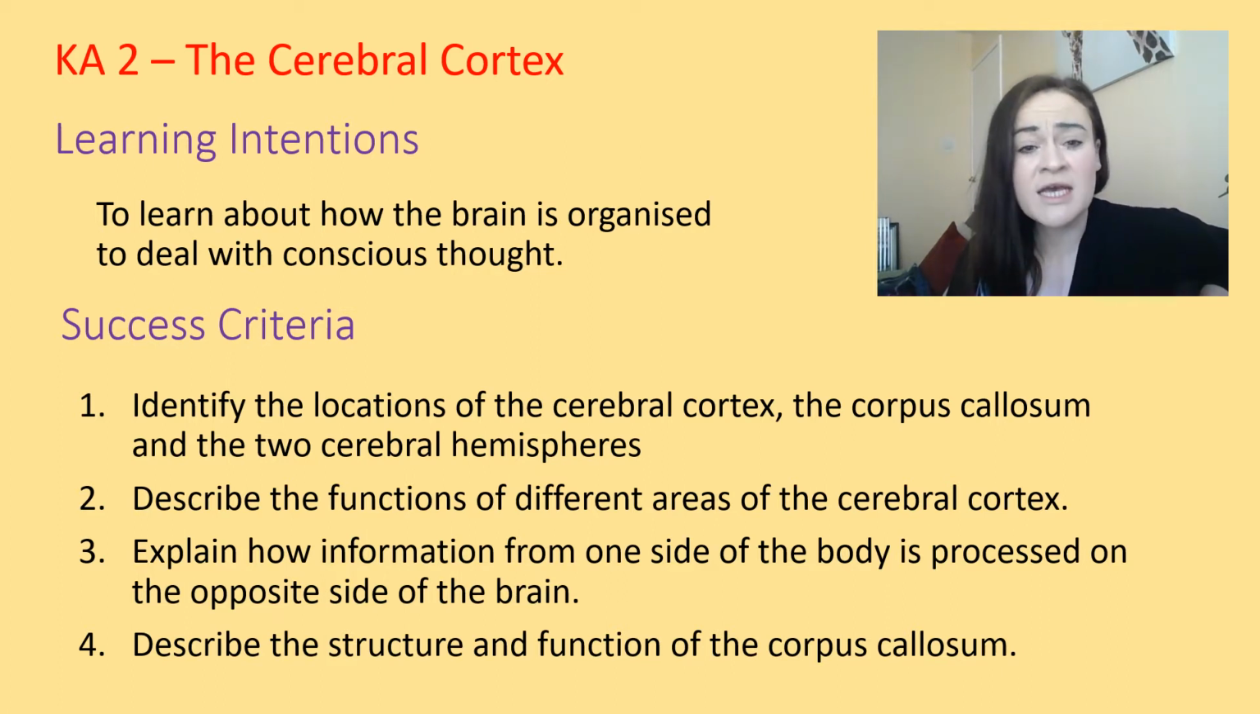By the end of this, you need to be able to identify the locations of the brain. You need to be able to describe the different areas of the cerebral cortex, which is one of the big parts of the brain. You need to be able to talk about how information is processed, and also be able to talk about the structure and the function of something called the corpus luteum. Okay.